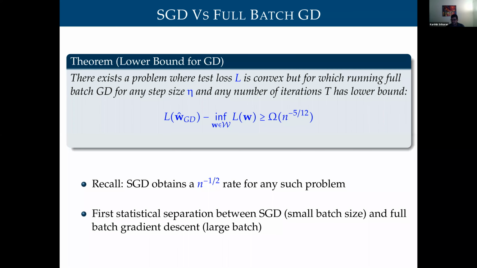Of course, I do expect that the lower bound for GD is not n to the minus 5 over 12, but currently n to the minus 5 over 12 is what we show as a separation. Okay, so to my knowledge, this is the first statistical separation that we know of between SGD and full gradient descent.